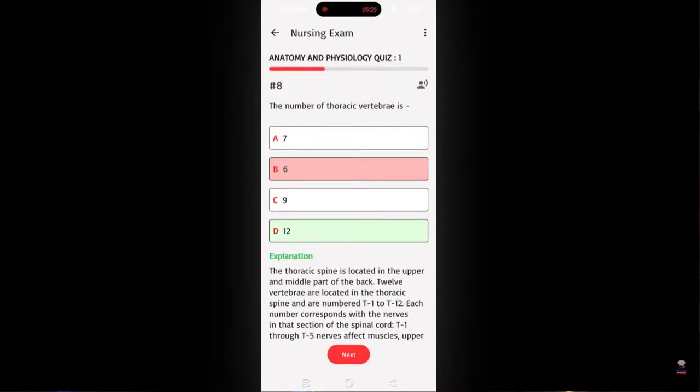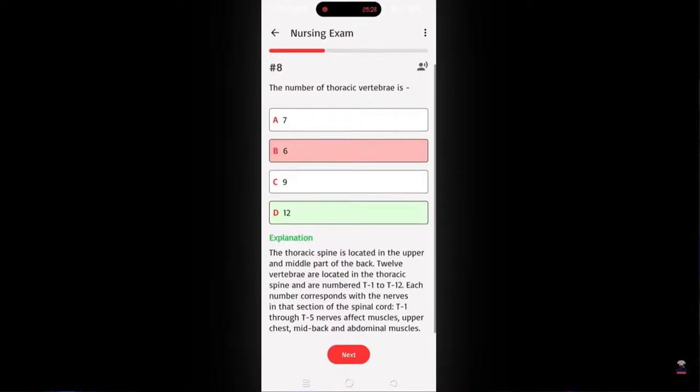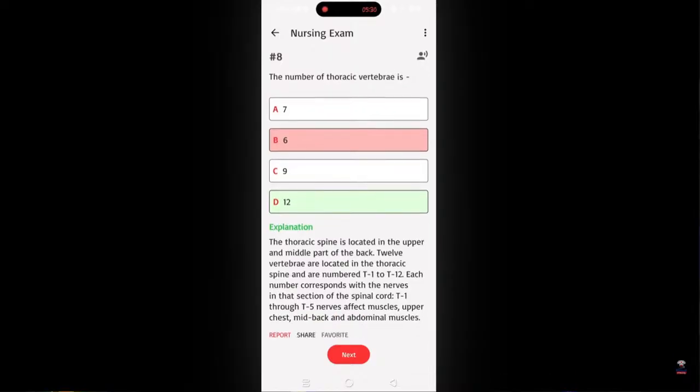The thoracic spine is located in the upper and middle part of the back. 12 vertebrae are located in the thoracic spine and are numbered T1 to T12. Each number corresponds with the nerves in that section of the spinal cord. T1 through T5 nerves affect muscles, upper chest, mid-back and abdominal muscles. Okay, so we'll go with the number of thoracic vertebrae is always 12.